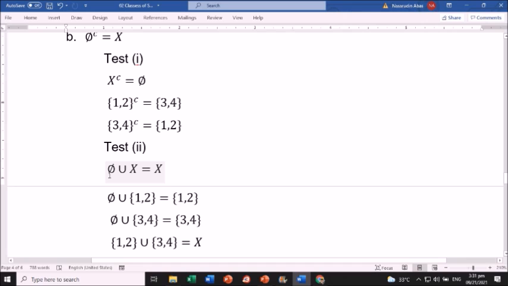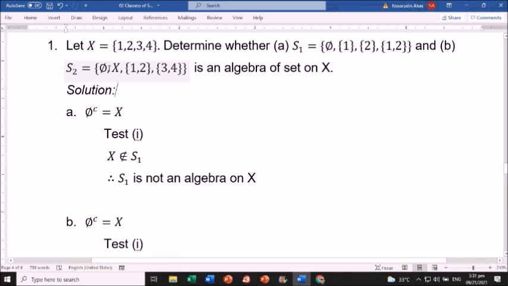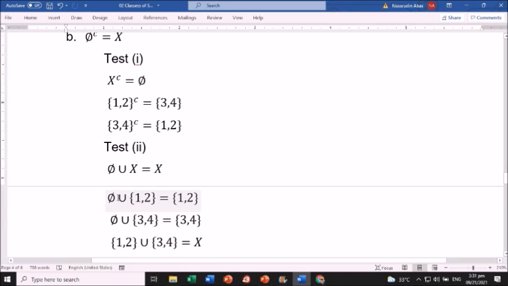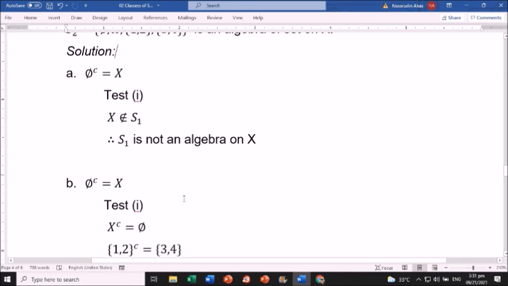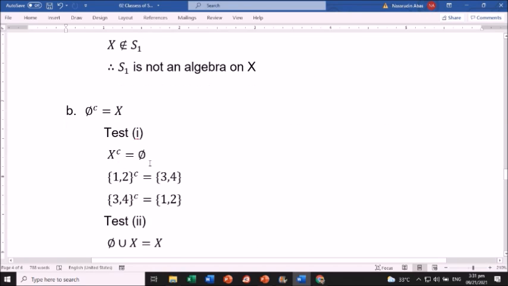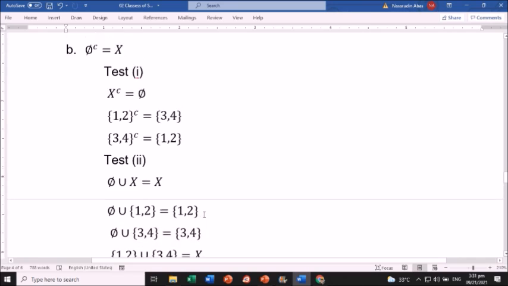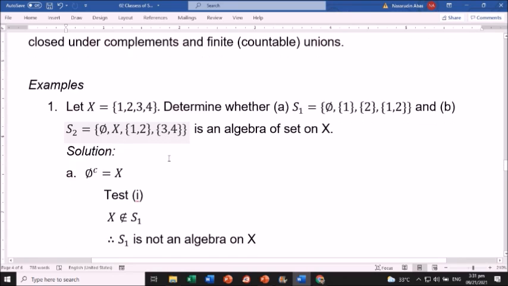And for the union, empty set union X is equal to X. And X nandun pa rin sa S sub 2. Next, we have union of the empty set and the set containing 1 and 2. That is equal to the set containing 1 and 2. Nandun pa rin yung 1 and 2 sa S sub 2. Then, empty set union the set containing 3 and 4. The answer is the set containing 3 and 4. Nandun pa rin siya sa S sub 2.